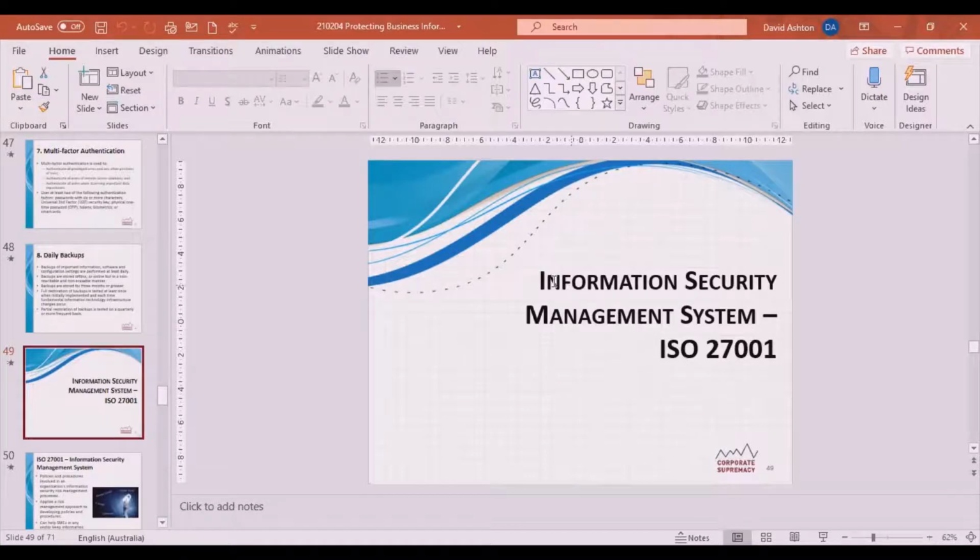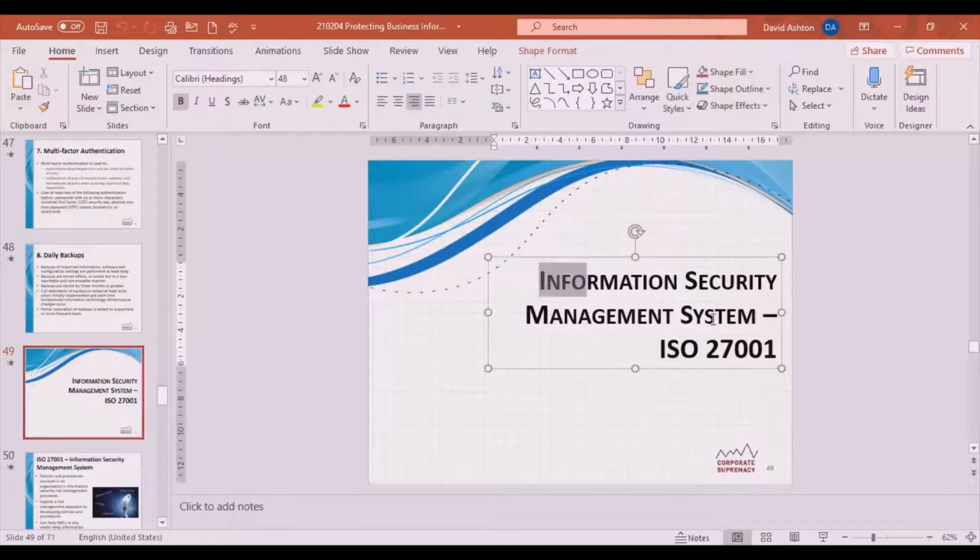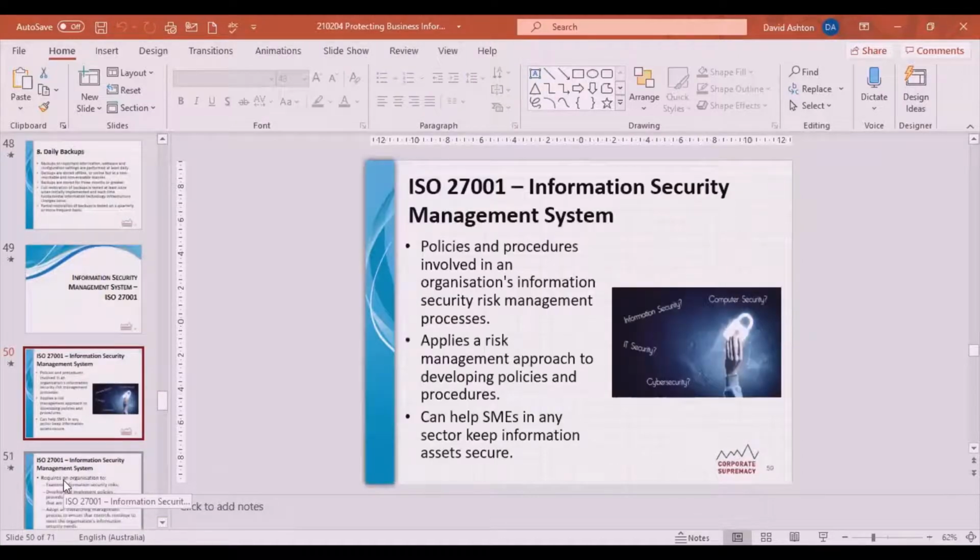It's an international standard designed for organisations, covering policies and procedures involved in an organisation's information security risk management process. It's a management system, a bit like quality and safety and environment, helping you manage your risk in the organisation and managing your security of information. So it's around policies, procedures, work instructions, and the like.